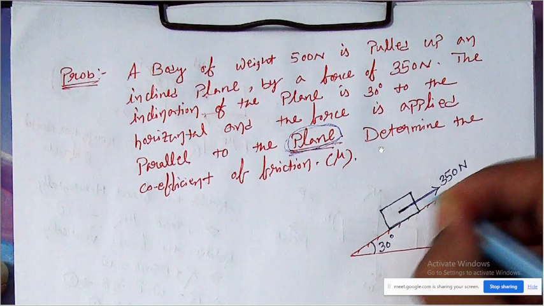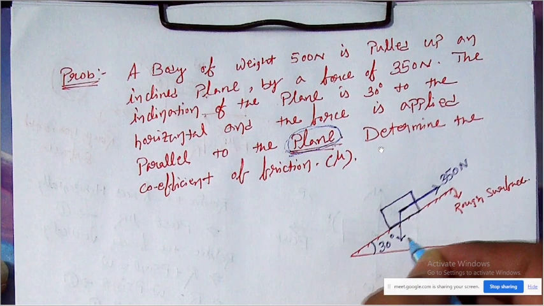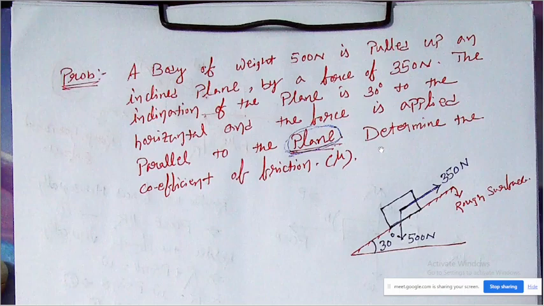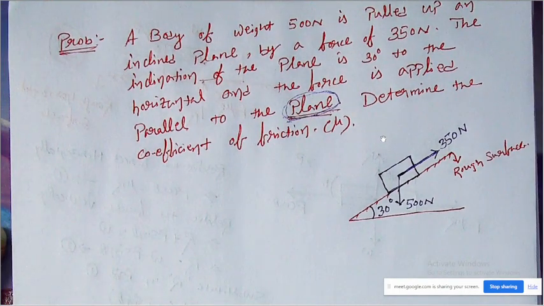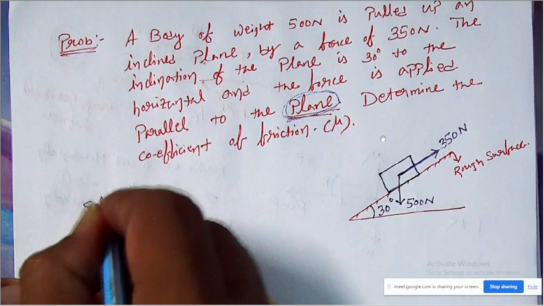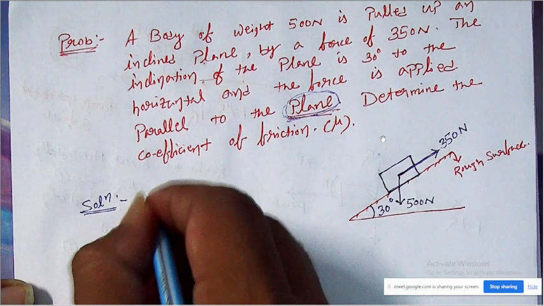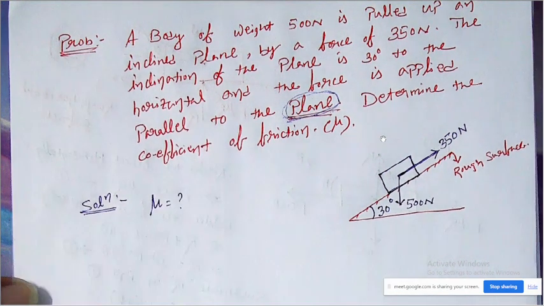Okay. And the weight of the body is how much? Weight always acts vertically downward. So this is the question. By reading the question, you have to draw the diagram. Is the diagram clear, all of you? Yes, sir. So next, solution. How to find out? What do you have to find out? Mu.